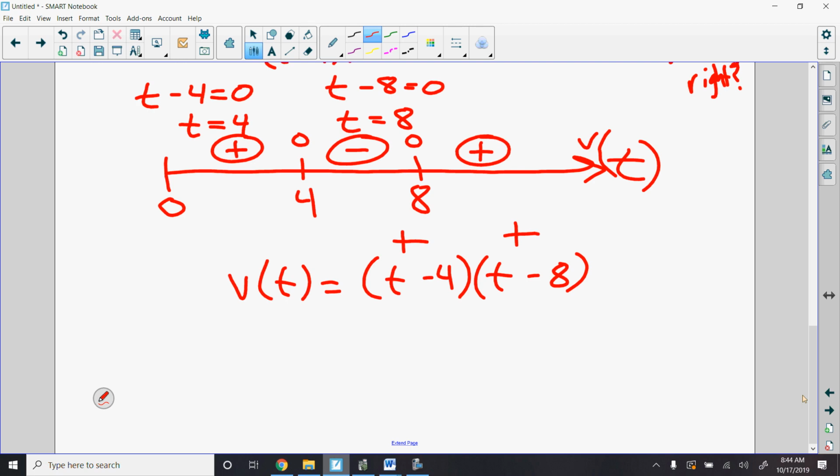Okay, that's how we do an accurate sign test. We find the zeros first, and then we check the regions between the zeros. So now I have to answer my final question, which is on what intervals is the object moving right? Well, I need to know it's moving right whenever my velocity is positive. Looking at my sign test here, it's really easy to see that velocity is positive between 0 and 4, union 8 to infinity.